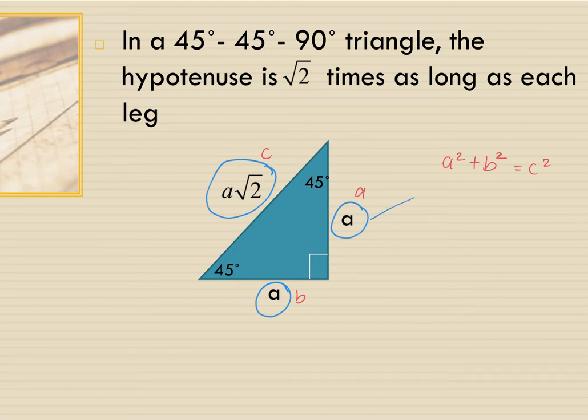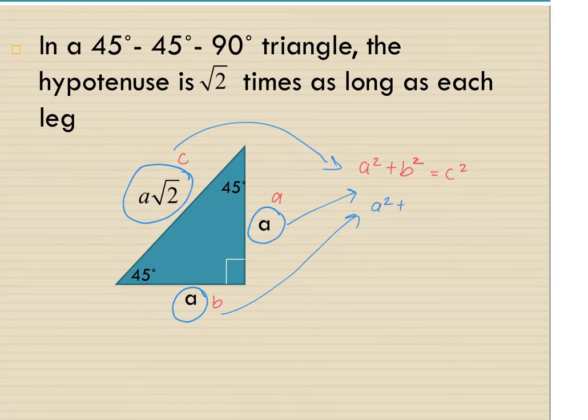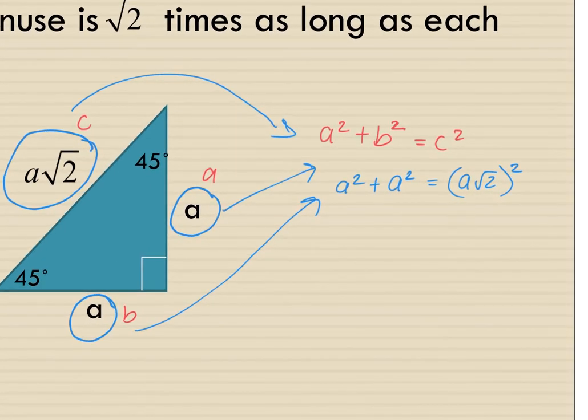Now we're gonna substitute in a, and a root 2. So we're gonna get a squared plus a squared equals a times the square root of 2 squared. Okay, what is a squared plus a squared? Can we simplify that? Can we simplify this left side?